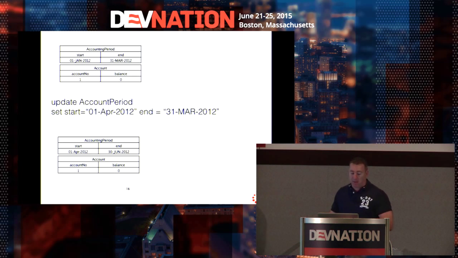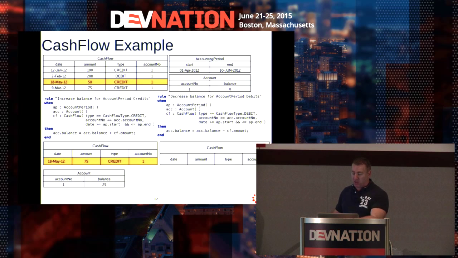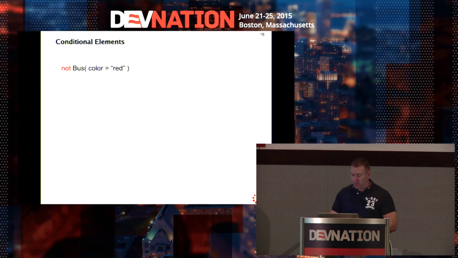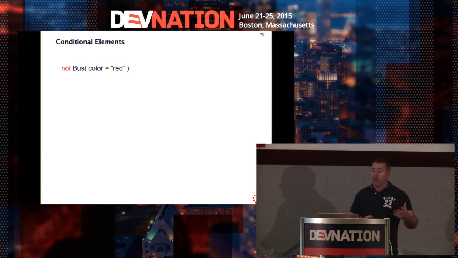This is the same thing if I move it to period 2, and it just shows there are no debits. There's 1 credit, and the balance is now 25. And we have a thing called a conditional element. There's lots of them. I'm just showing you the not one here, because you'll see this quite often in the examples. You've already seen the not conditional elements within the number guess.